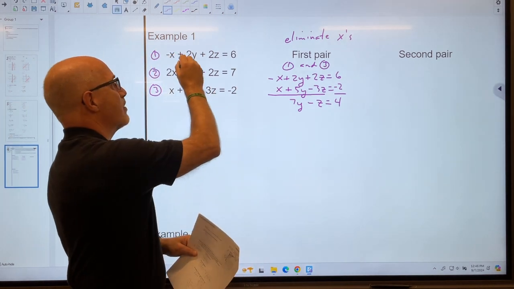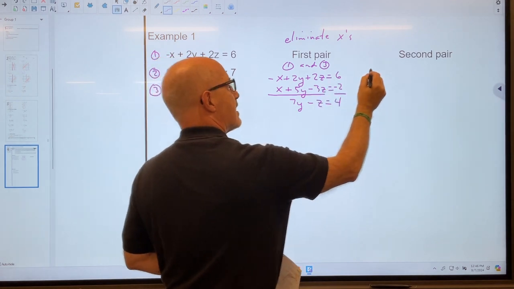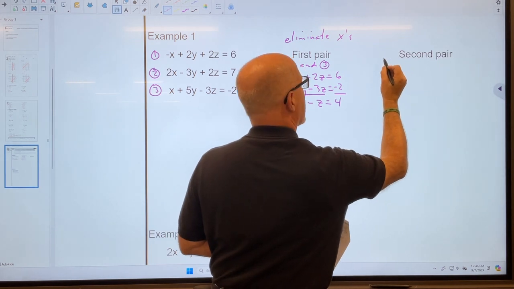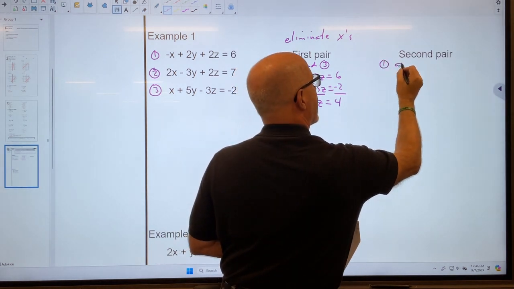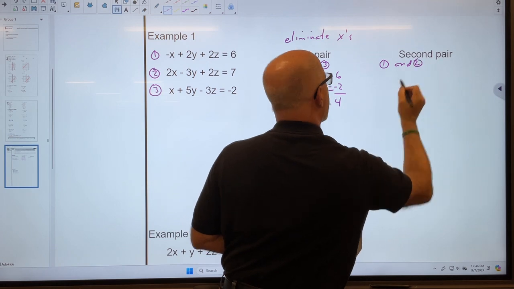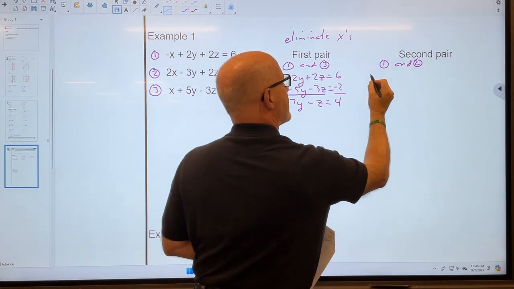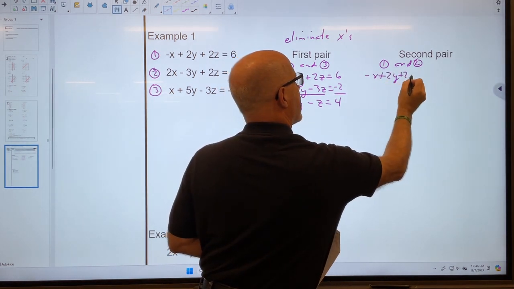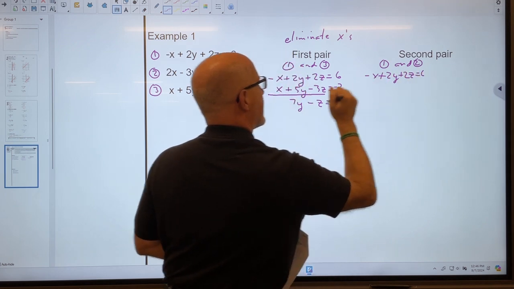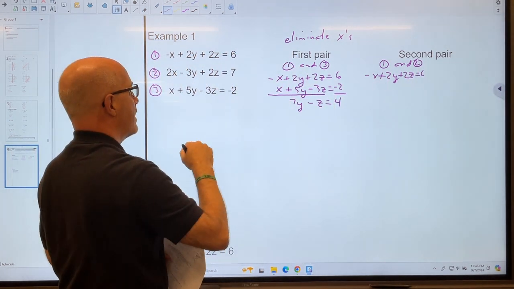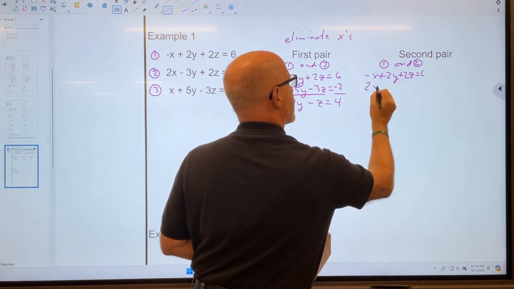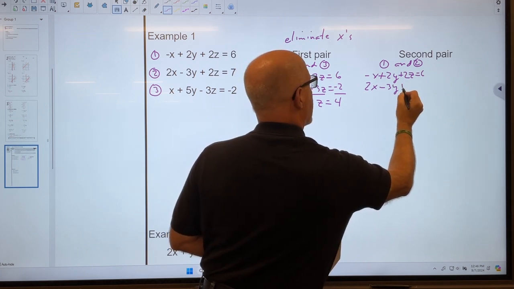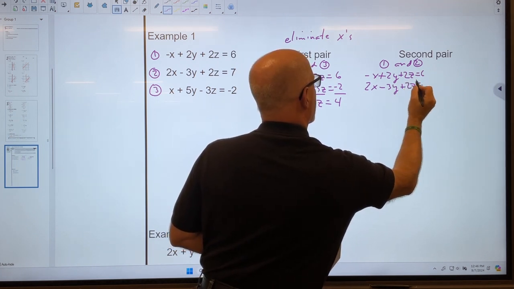Now let's go ahead and I'm going to do the first and the second. I could choose the second and the third, but I've got to include the second equation as one of these. So I'm going to do equation 1 and number 2. I'm going to just list out 1 as is, -x, opposite of x, plus 2y, plus 2z equals 6. Then I'm going to list the second equation as is, 2x minus 3y plus 2z equals 7.